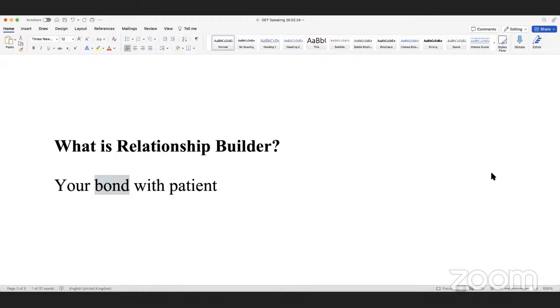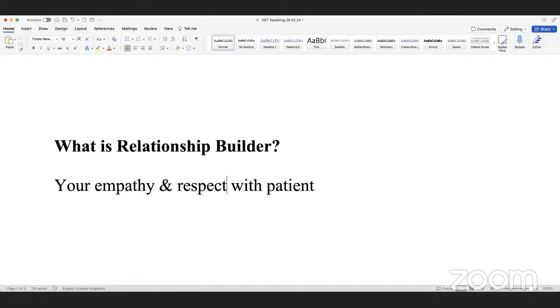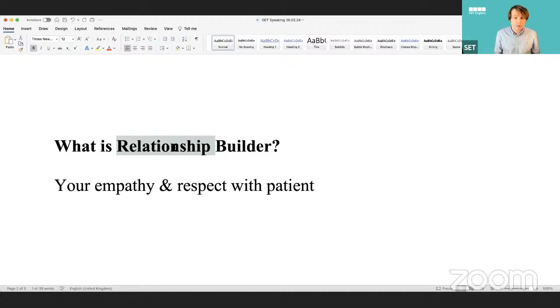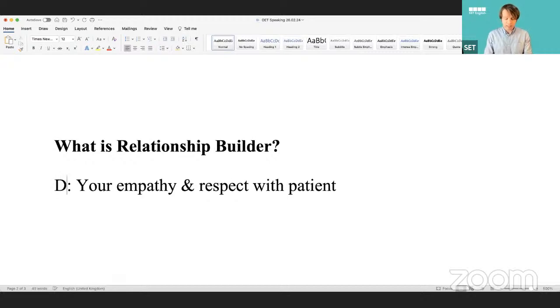You know what? All good answers. I would say in general, it's something like your empathy, being familiar, and respect as well. Relationship can mean being a friend, being a family member, bonding, as Khwaja says, which is a synonym. Being familiar, in some sense. Okay, this is what it means in general. But we are not here to study general English. We are here to study OET. Okay.